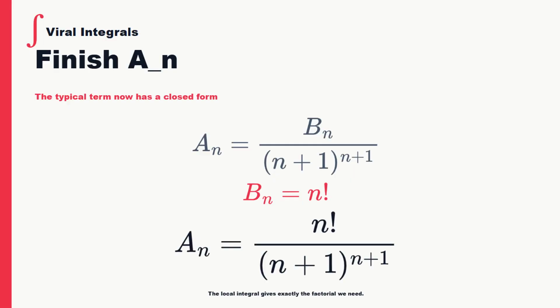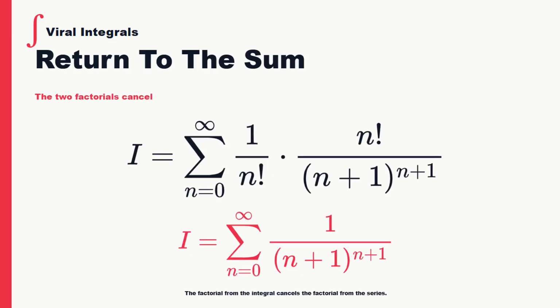Now we'll return to a sub n. We had a sub n equal b sub n over n plus 1 to the n plus 1. So a sub n is just n factorial over n plus 1 to the n plus 1. Put that back into the original series. The n factorial from a sub n cancels the n factorial from the exponential series, leaving 1 over n plus 1 to the n plus 1.